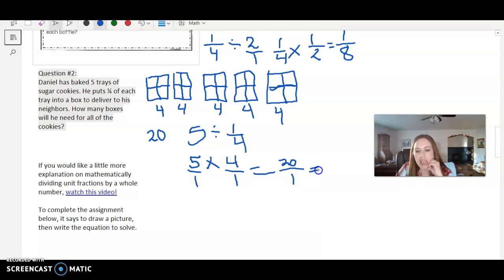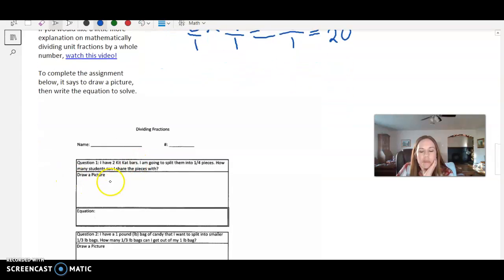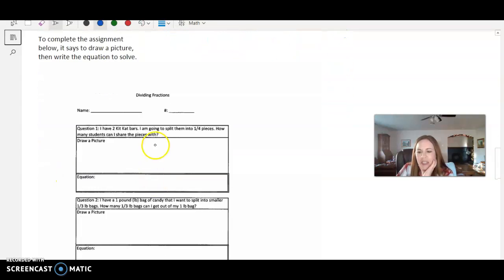Do we keep this way? Oh, no, we do not, because it is an improper fraction. How many times does 1 go into 20? 20 times. So we end with a whole number. Started with a whole number, end with a whole number. And is it the same? Yes, it is.